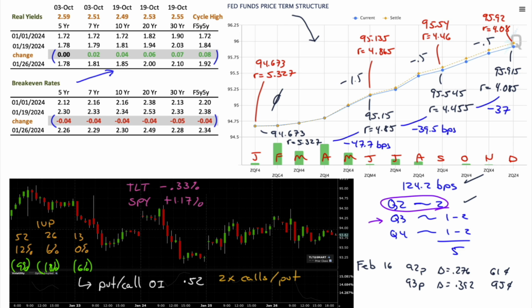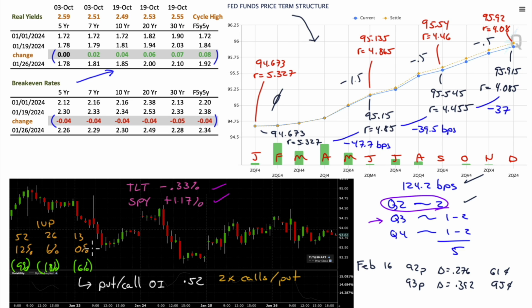TLT, very low move here, down 0.33. Nothing to see here again. SPY hitting new highs, 1.17. It hit a new all-time high on Thursday and just gave back less than a quarter, like 25 or 30 cents on Friday, but printed a new all-time high on Thursday, sitting just below that.